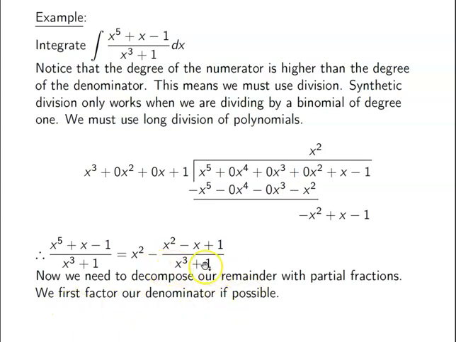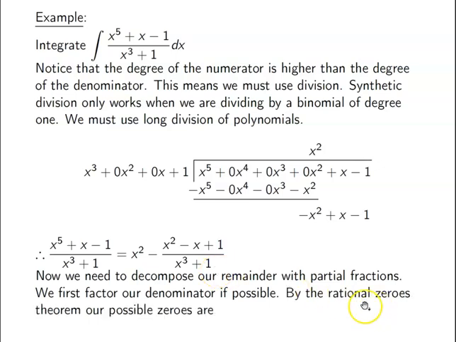First thing, I need to factor x cubed plus 1. By the rational zeros theorem, which tells me what my possible zeros are, it's all the multiples of the last term divided by all the multiples of the first term, the coefficient. So really it's just 1 over 1. So the only possible zeros I have for this are plus or minus 1.